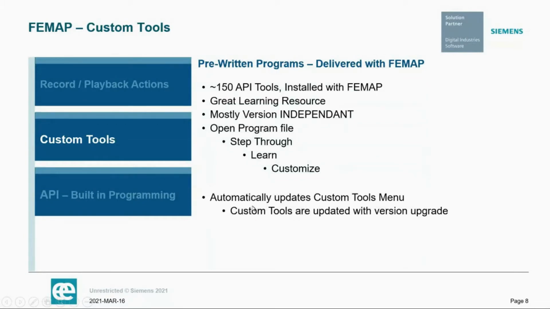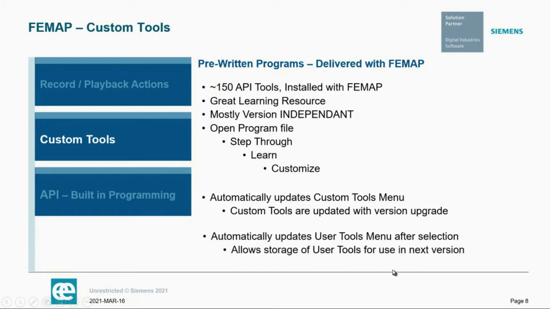In FEMAP, you have a custom tools menu. Any custom tools are updated with the version upgrade. So if you change or modify any of the custom tools, I would recommend that you save those changes to a place called the user tools directory. Now you get to specify this directory. I'll show you that in just a minute. And this allows storage of user tools which are not changed when the versions upgrade.